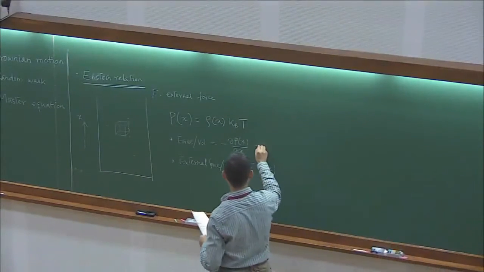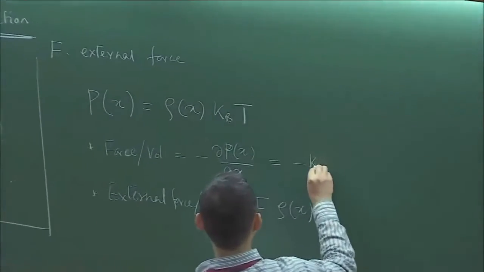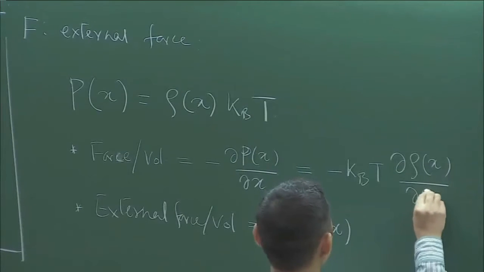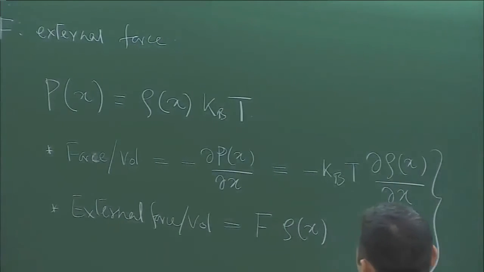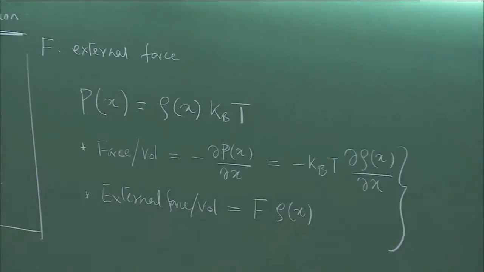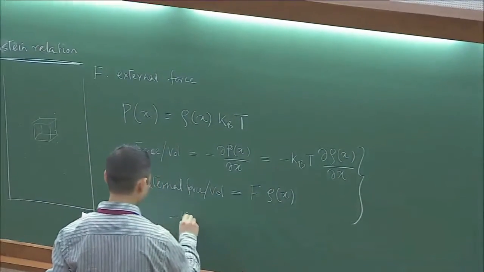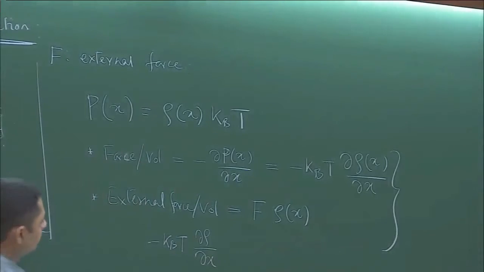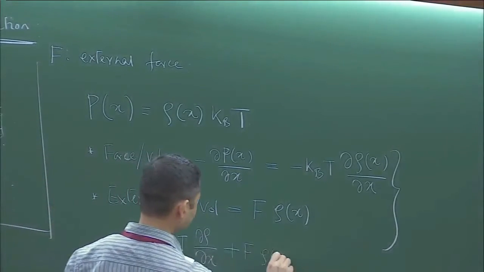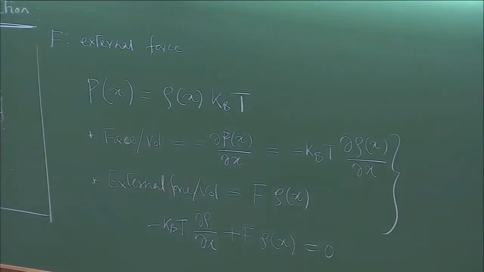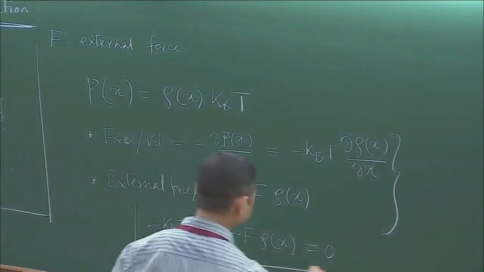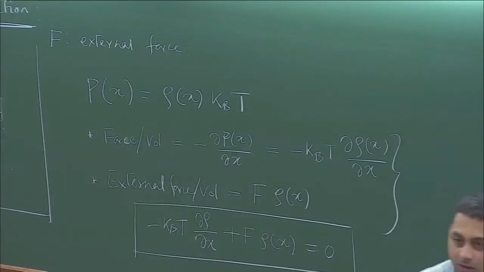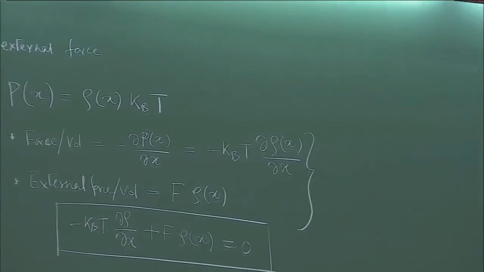If my temperature is constant, this is just kBT del rho of x by del x, and this plus this equals 0, so that gives me an equation. That equation is minus kBT del rho by del x plus F times rho of x, and this is equal to 0, right? So that is in some sense called mechanical equilibrium. The total force is equal to 0.